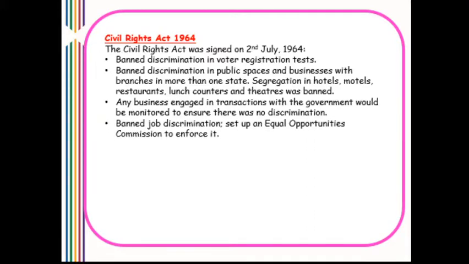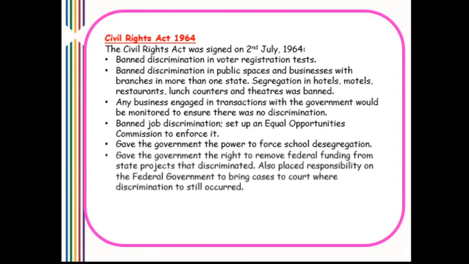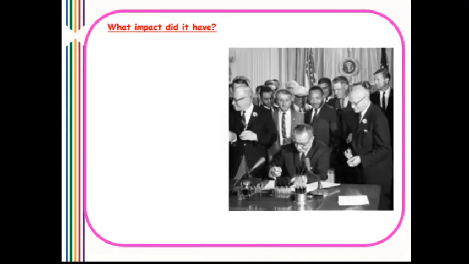It banned job discrimination, so it set up an Equal Opportunities Commission to try and enforce this as well. And it gave the government the power to force school desegregation. It gave the government the right to remove federal funding from state projects that discriminated, and it also placed responsibility on the federal government to bring cases to court where discrimination still occurred.